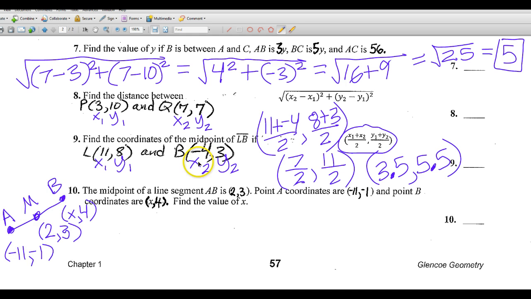On number 10, the midpoint of a line segment. Let's try that again. Mowing outside. All right.